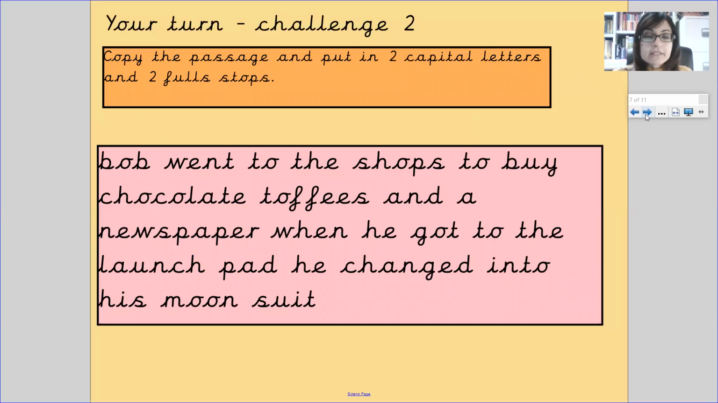Challenge 2. This is what we had done, the activities we completed earlier. So you've got 2 capital letters and 2 full stops in, and you need to copy this passage onto a piece of paper and upload it to Tapestry. Bob went to the shops to buy chocolate toffees and a newspaper. When he got to the launch pad, he changed into his moon suit.